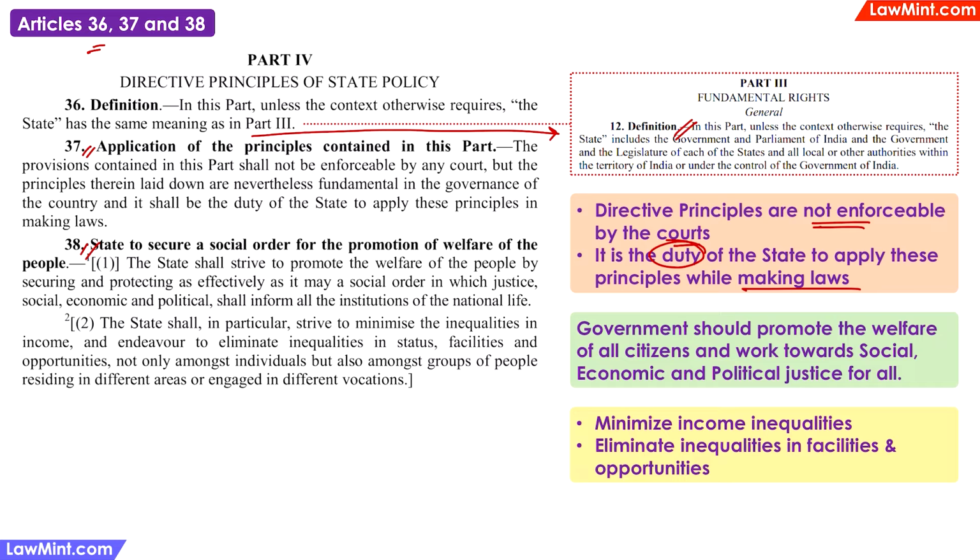Article 38 Clause 1 says that the government should promote the welfare of all citizens and work towards social, economic and political justice for all. Article 38 Clause 2 says that the government should minimize income inequalities and eliminate inequalities in facilities and opportunities. Logically, you cannot eliminate income inequalities and it will be unfair to do so. All that the government must do is to provide every person with similar facilities and opportunities. And if some persons are able to generate a higher income than others using the same facilities and opportunities, that should not be discouraged.